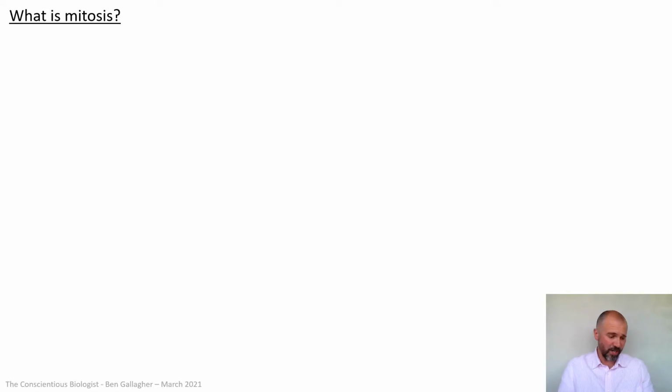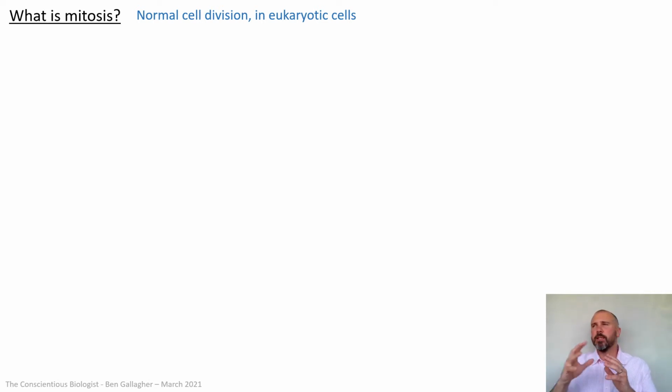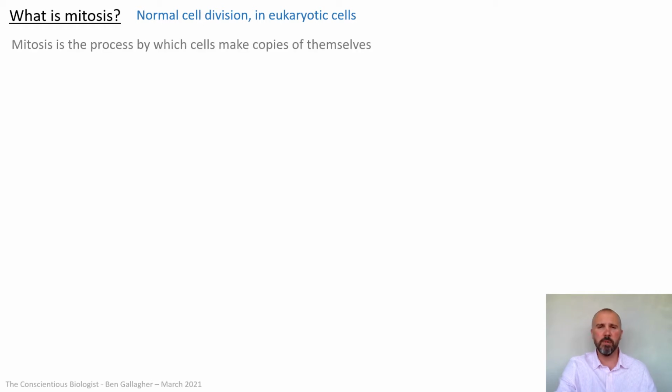So first off, let's ask the obvious question and make sure you understand what is mitosis. Well, it's normal cell division that you have in eukaryotic cells. There's different types of cell division in other cells. Binary fission is the one that bacteria use. So this is normal cell division in eukaryotic cells. That's plant, animal, protoctist, and fungi. Done in slightly different ways in some of those other kingdoms, but it's much the same.